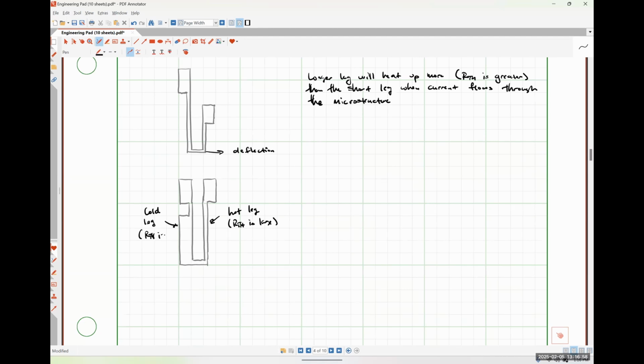RTH is small because it has more cross-sectional area, and the thermal resistance is related to cross-sectional area over length, right? So having a larger cross-sectional area gives us a lower overall resistance. And so what we would see is that we are going to be generating a displacement in the direction of the cold leg, because a hot leg heats up more and therefore expands more. So those are different ways of getting asymmetrical thermal actuators.